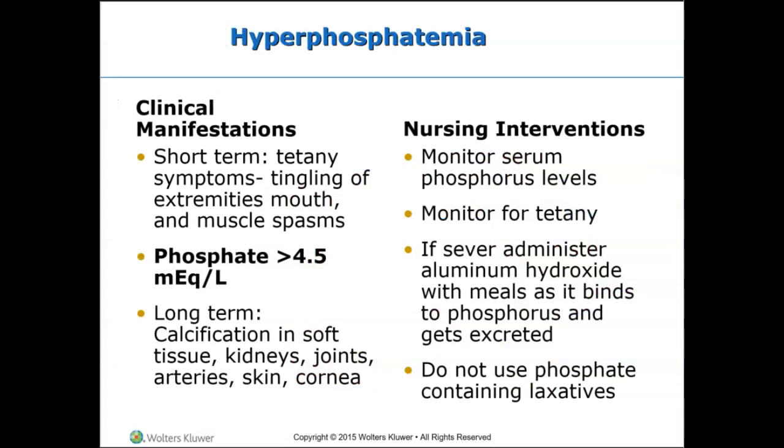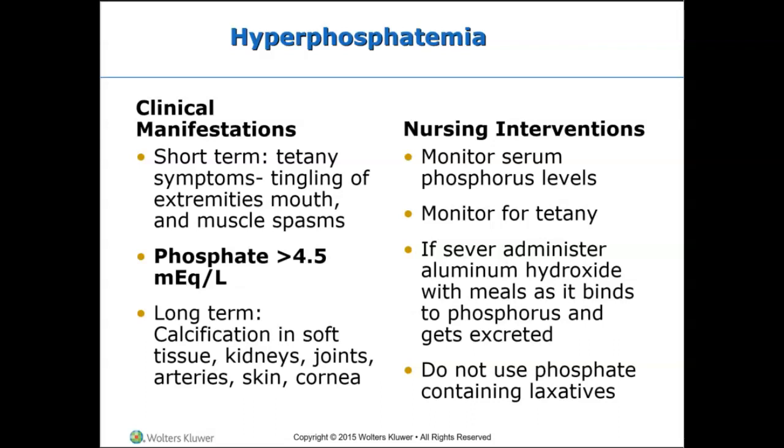Clinical manifestations include tetany symptoms in short-term excess levels. And if levels are high enough for long periods of time, calcification in the soft tissue can occur. So we're going to get, again, tetany, tingling of the extremities, maybe the mouth, maybe muscle spasms. Long-term, though, would be calcification in the soft tissues, in your kidneys, in your joints, in your arteries, in your skin, in your eyes, the cornea.